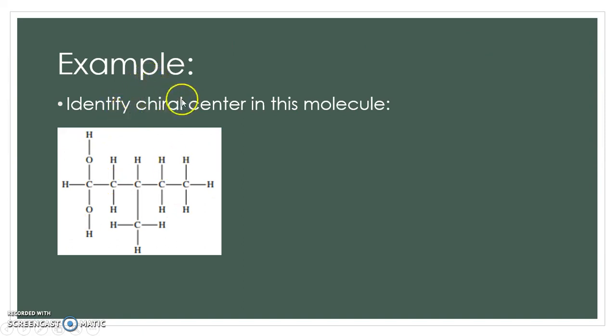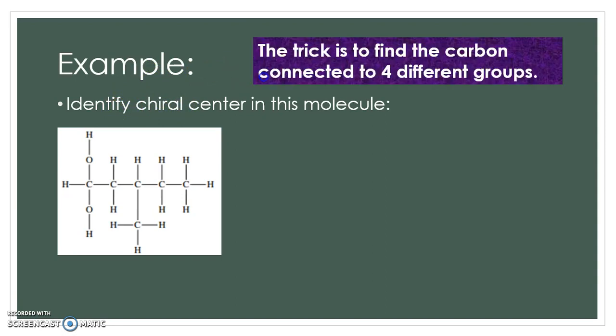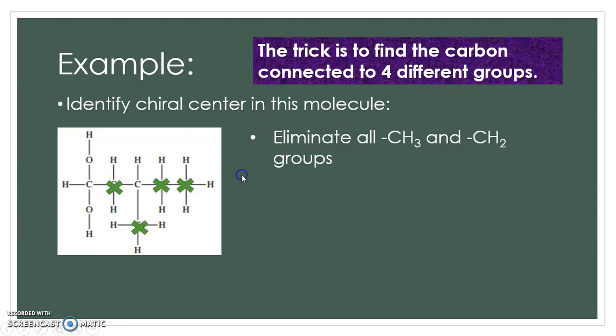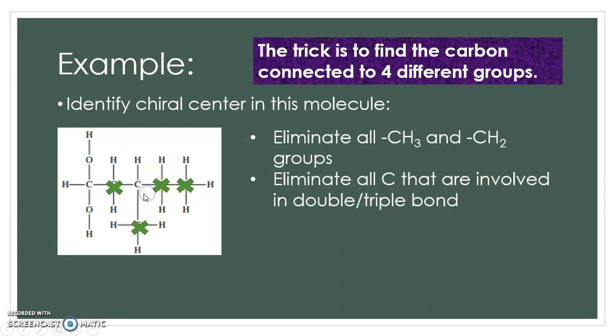So in VCE chemistry, all we are asked to do is to identify the chiral center in the molecule. Remember, the trick is to find the one carbon that's connected to 4 different groups. And when we look at different groups, we have to look at the entire group that's connected to the carbon. So for example here, our chiral center is this one, because this carbon is connected to 4 different groups.